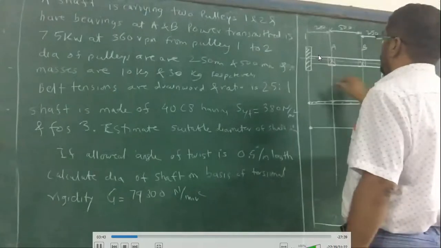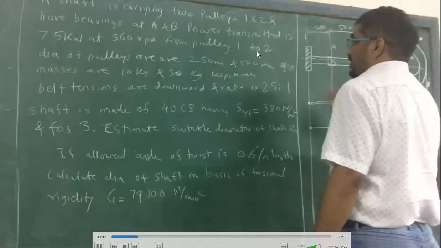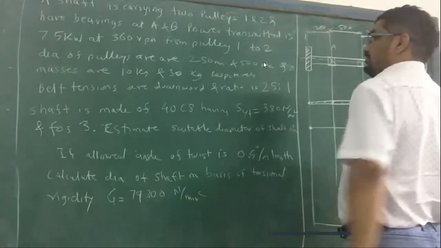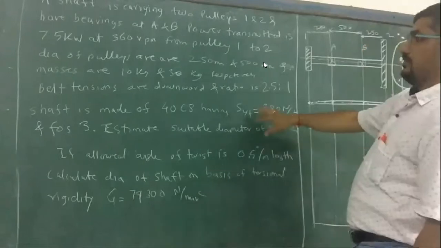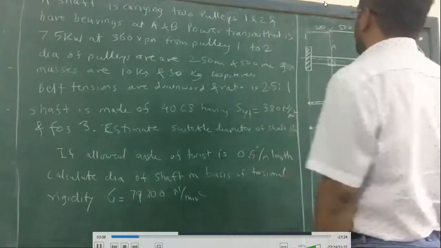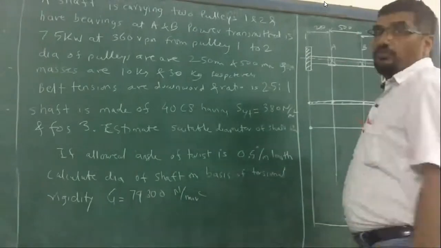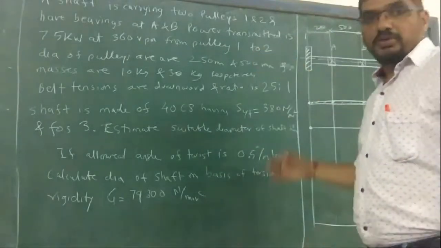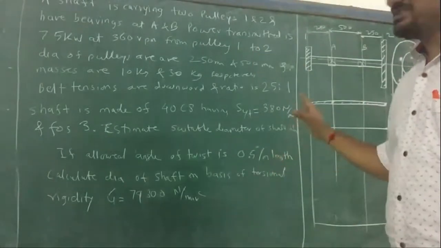The diameter ratio is given as 1.25 to 1, and somewhere here it is 2.5 to 1. The belt tension ratio is given. So now we have to design this shaft for the power it is transmitting.